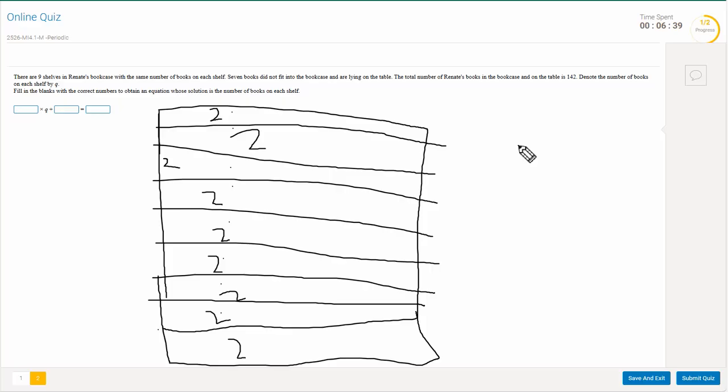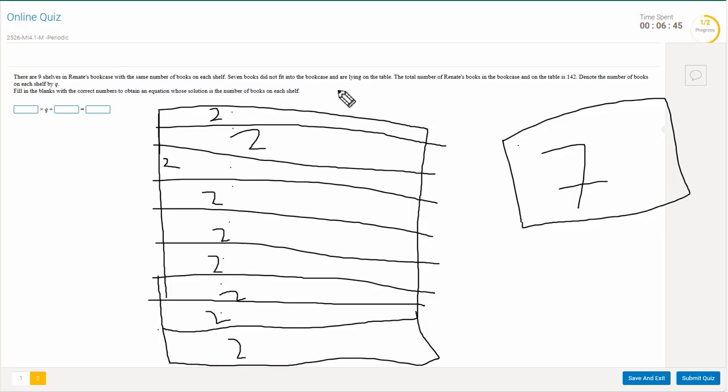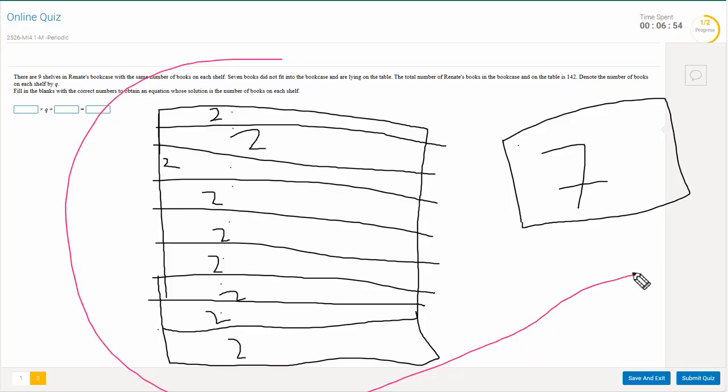So there is a table on the side, or we can just write 7 on the side, and then we can make a table here. So 7 books that are on the side. The total number of Renetta's books in the bookcase and on the table is 142. So all of this together, let's change the color, all of these books is 142.